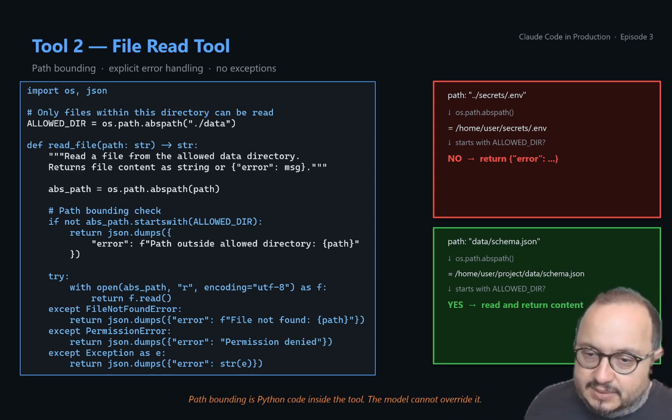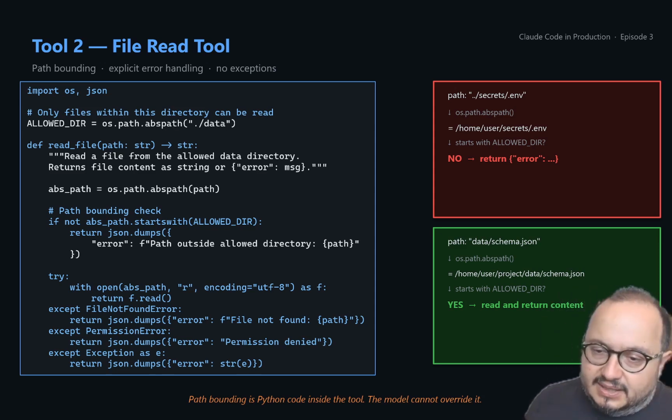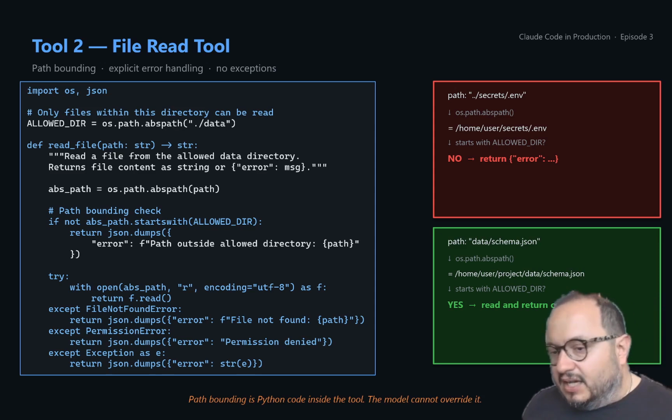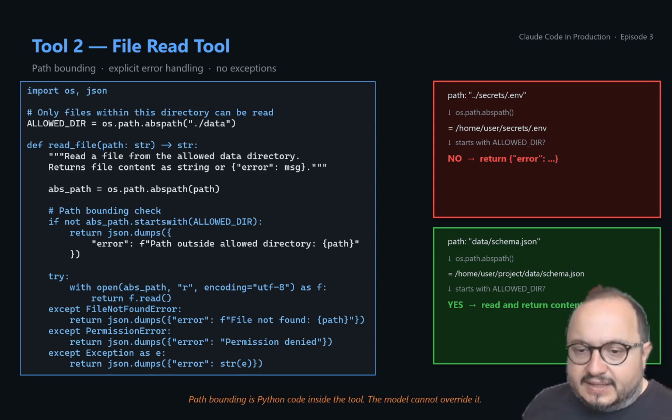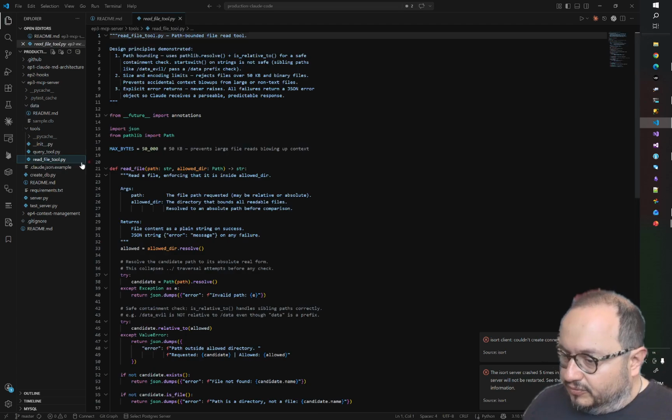The check is in the Python code, not in the CLAUDE.md. The tool also handles the common error cases explicitly: file not found, permission denied, encoding errors, like that. Each returns a JSON error object. The tool never raises.